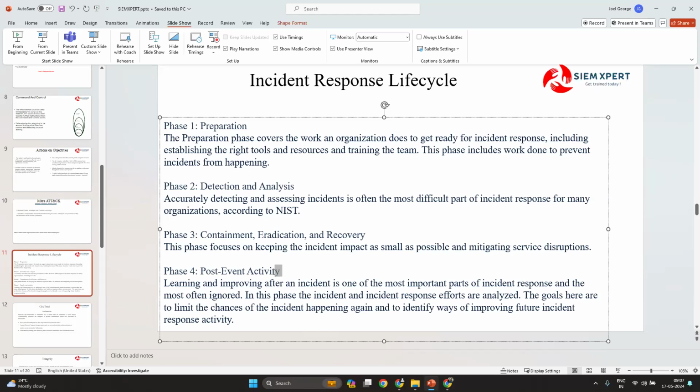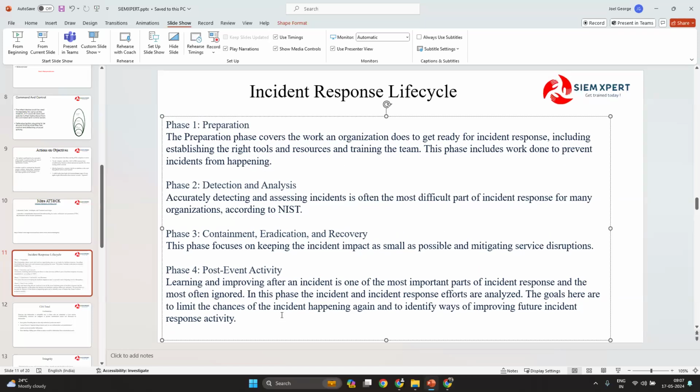Now, coming to post event activities or lessons learned, a lot of people overlook this aspect of the IR life cycle, because most of the efforts have been done in the earlier two phases, and this is mostly a notification phase. People consider it as a notification stage or a reporting stage, but here the main objective is to understand, learn and prepare from this stage.